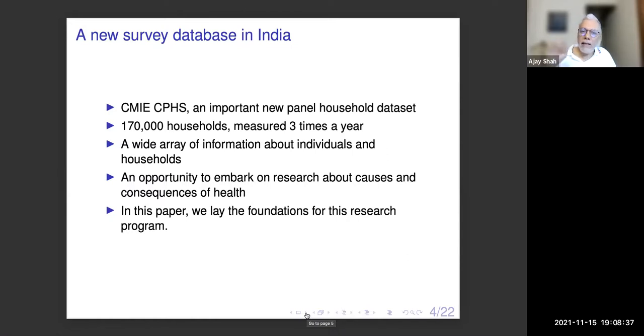health in India. This paper is intended as the first paper. This paper is intended to lay the foundations for a whole bunch of interesting specialized downstream projects. We want to write the first main paper on what we know about self-reported health in India. Okay, could you go to the next slide?